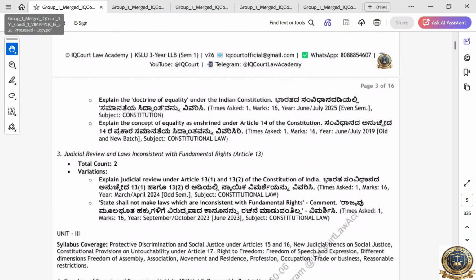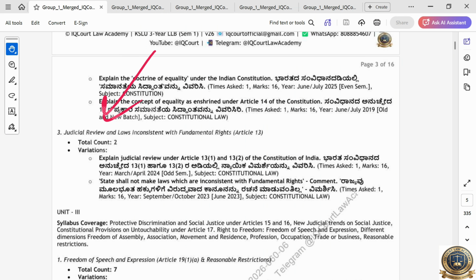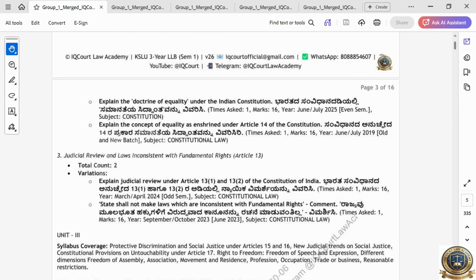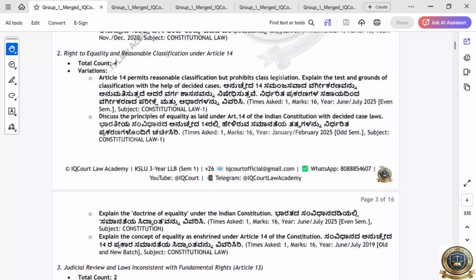This is the second unit, right? Next, judicial review, law inconsistent with the fundamental rights. This question also I would rate as, see, if they want to make the question paper tough, definitely they will ask this question. So I would rate it as 50%, but they may ask any of these questions in tomorrow's exam. Okay, right to equality, reasonable classification under Article 14.